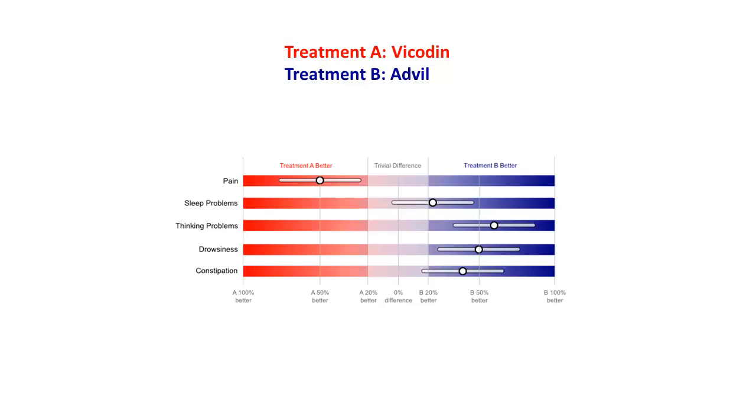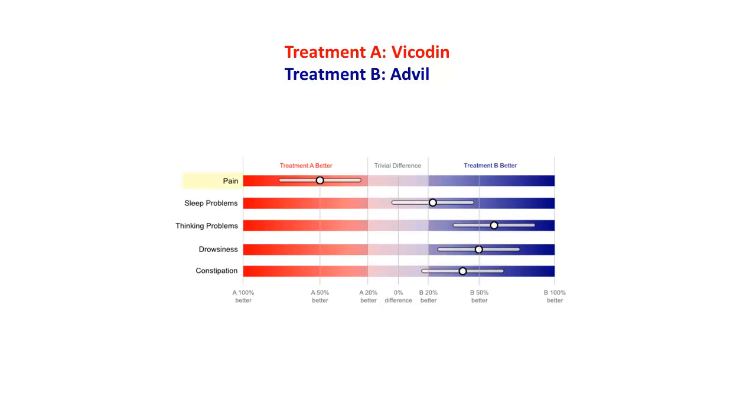This graph shows all of the outcomes we discussed previously represented as horizontal bars, one for each primary and secondary outcome. For each outcome, if the small circle is to the left in the red zone, Vicodin is better. If the circle is to the right, in the blue zone, Advil is better. But we also have an additional component that wasn't shown in the previous graph: lines or bars indicating the margins of error.